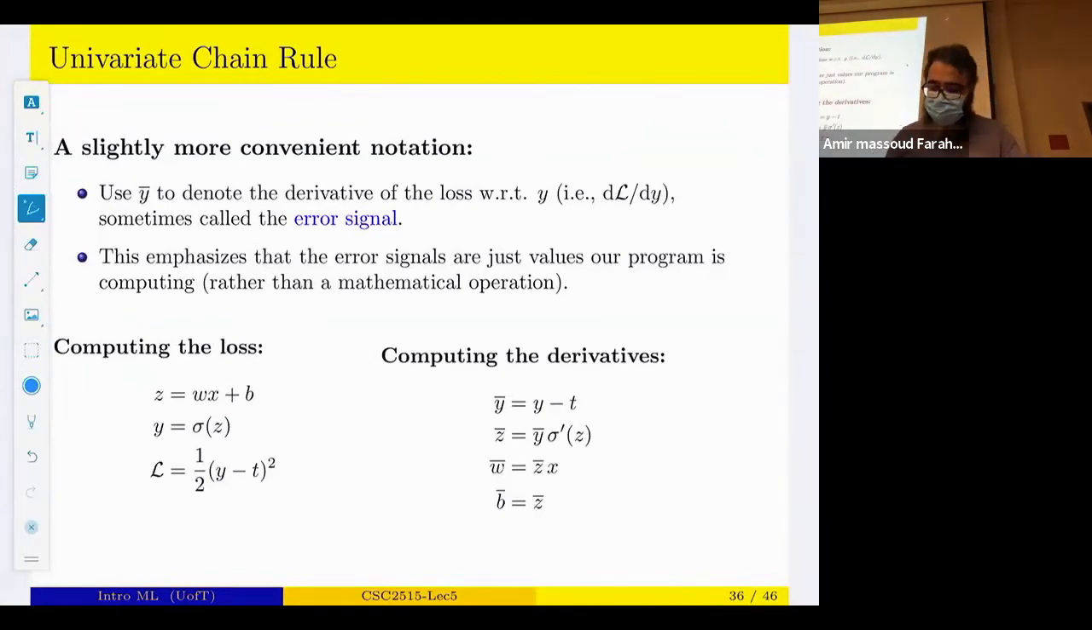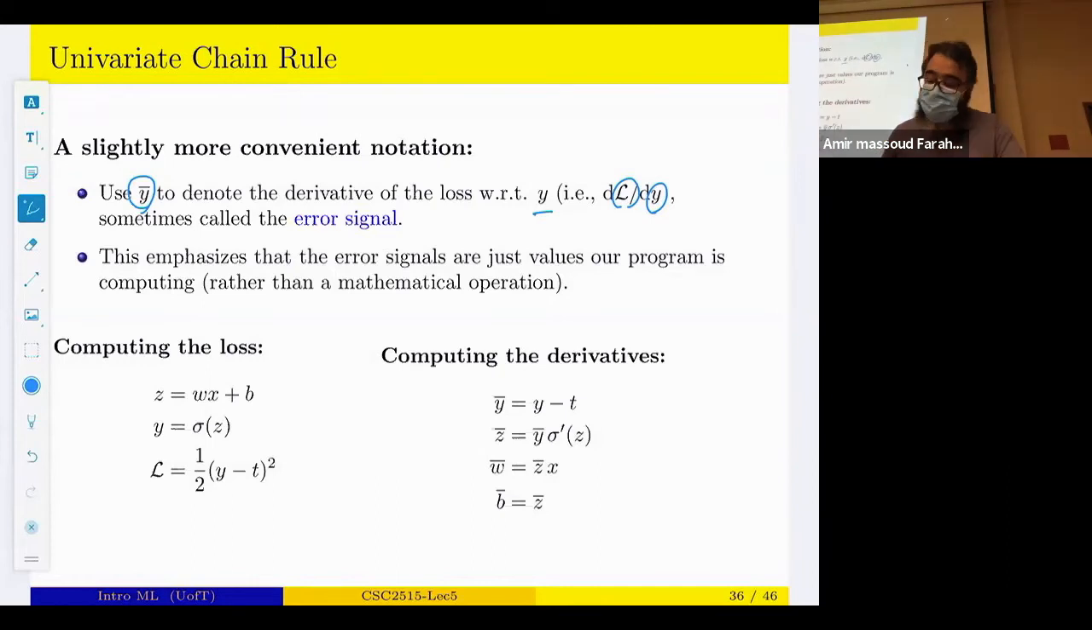Okay, so now I'm introducing some notation that might be a bit more convenient, but this is not a standard notation. I use some variable with a bar, for example y bar, to denote the derivative of the loss with respect to y. So y bar means the derivative of loss with respect to y. Z bar means the derivative of loss with respect to z.